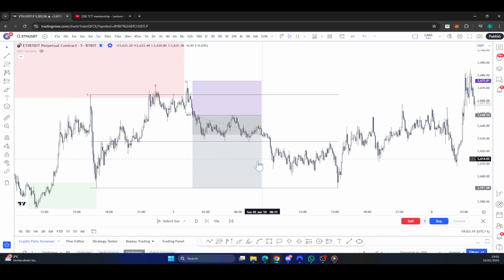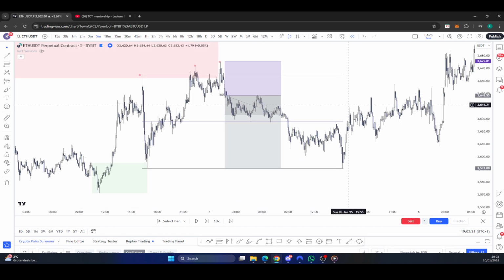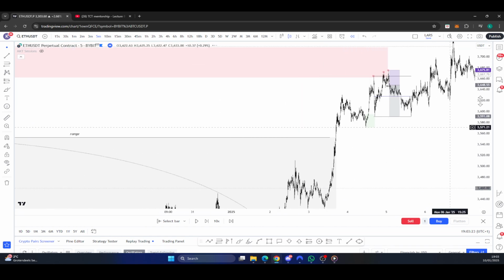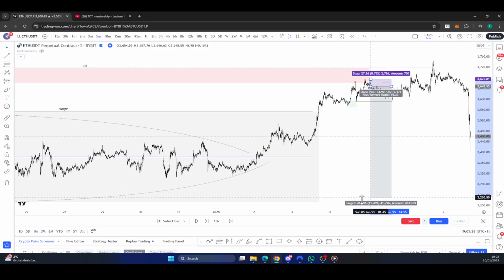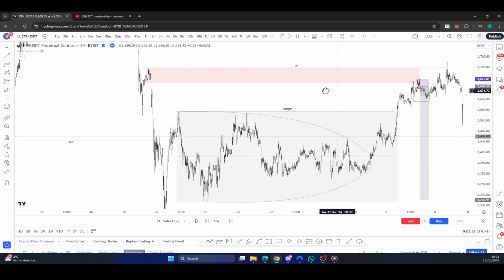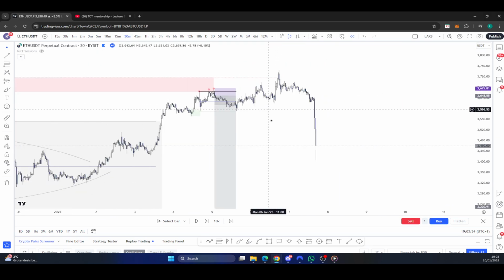Technical target of the distribution is a 2.1 risk to reward to the range low. But obviously, we are not looking to fully cash out at the range low. No, we are looking to cash out lower. Okay. Now, as you can see right here, this initial idea did not play out.